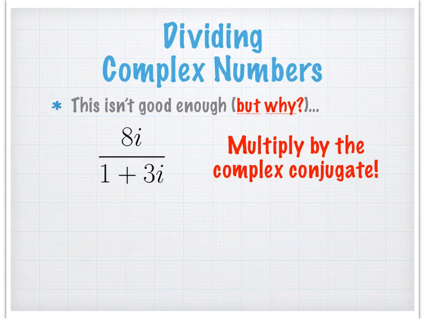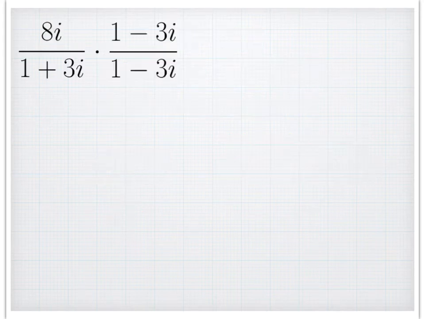We multiplied by the conjugate. Here we're going to multiply by the complex conjugate. It's no different than any other conjugate. We're just changing the sign in the middle. So we're about to multiply top and bottom by 1 minus 3i. And so we do it. We have 8i over 1 plus 3i being multiplied by 1 minus 3i in the numerator, 1 minus 3i in the denominator. Let's do the multiplication.